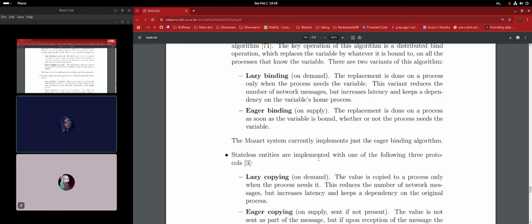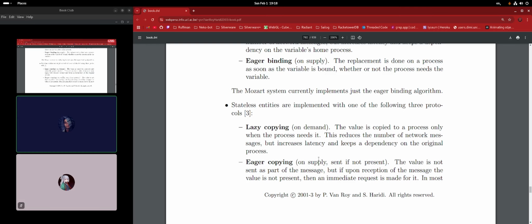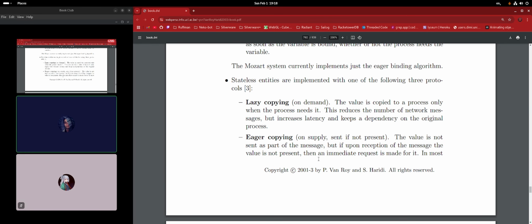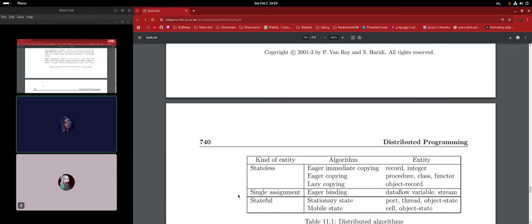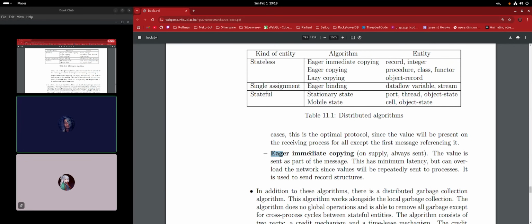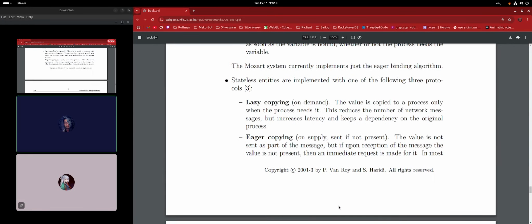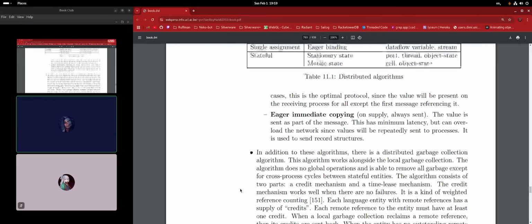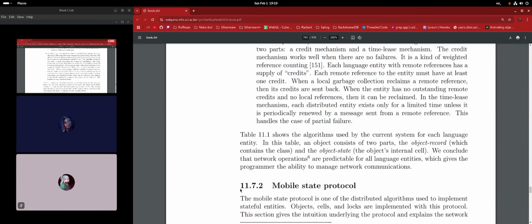So if you are in a situation that we said before, that you have records within records within records and a bunch of nested stateless entities, you probably should not use particularly the eager immediate copying. And then you have to think about things like that. That really depends on whatever you're doing.